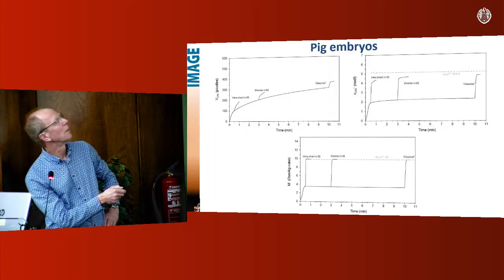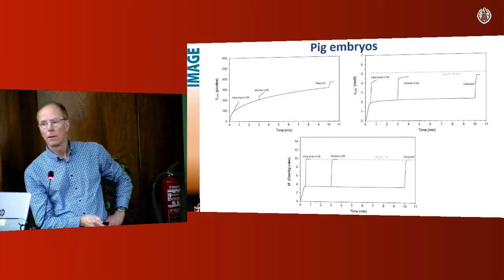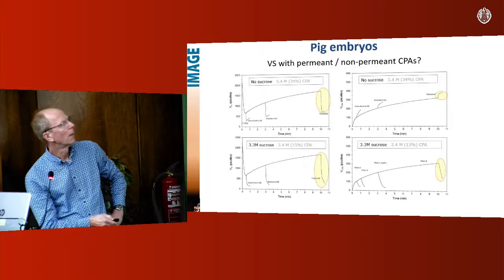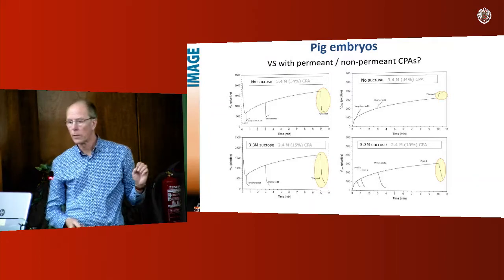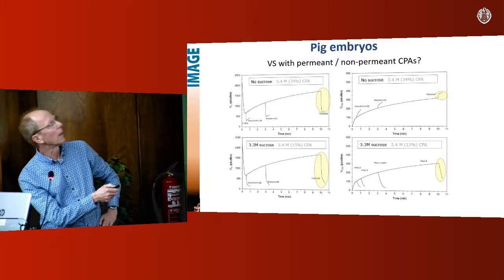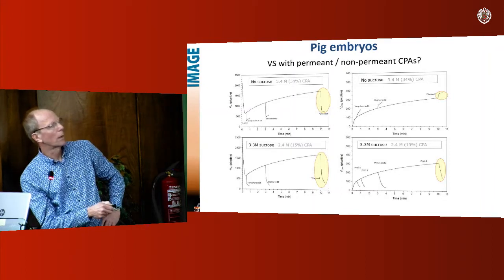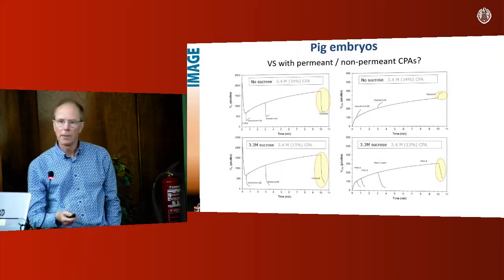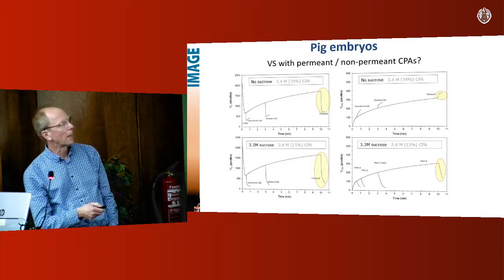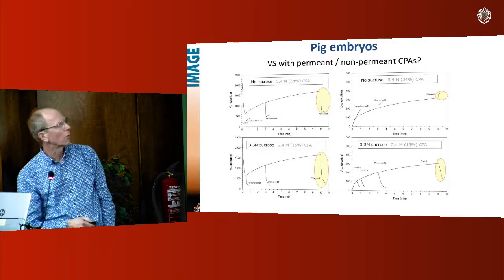Pig embryos. We've done the same kind of approach, and of course we find similar results, which is important. Now, we have done also simulations of what would happen if you would have a higher sucrose concentration. Why sucrose? Well, if you increase the sucrose concentration, you can perhaps lower the concentration of the permeant cryoprotectants like DMSO and ethylene glycol, which may be toxic at these very high concentrations. So people have considered the use of sucrose quite often.